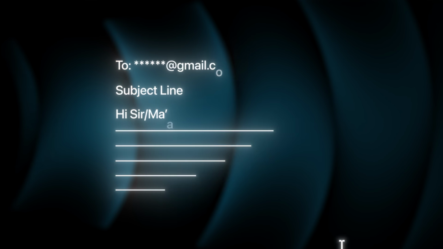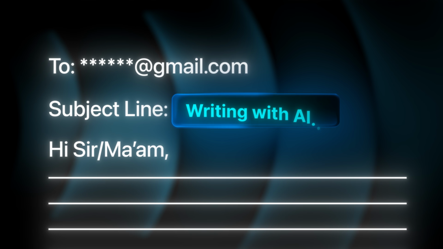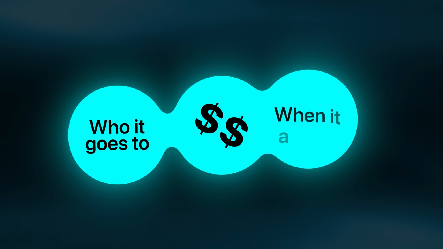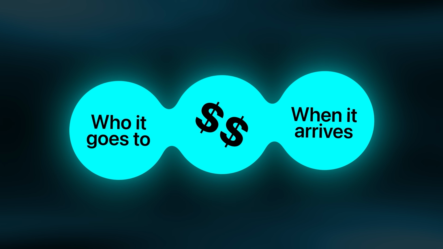Almost everyone uses AI for email marketing, but they keep limiting themselves to just writing subject lines and nothing else. And that's the biggest reason competitors with a worse product keep getting more sales than you. What actually decides whether an email makes you money is who it goes to and when it arrives. And that's the part almost nobody talks about.